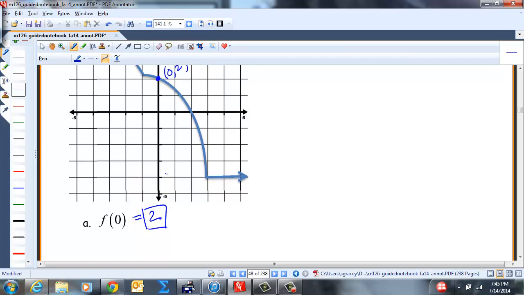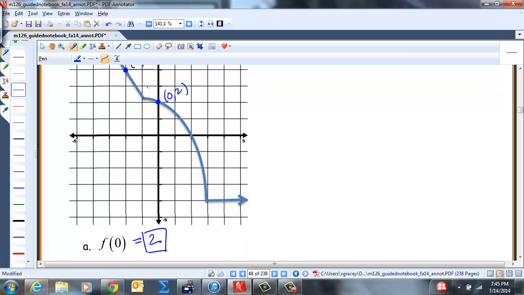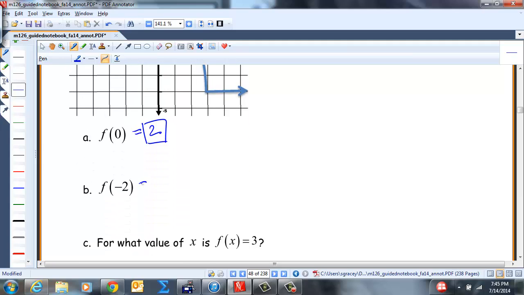What about f at negative 2? Let's see where we're at. So if x is negative 2 and we go up, it looks like we're here at negative 2, 4. So what would my answer be? Good, 4.